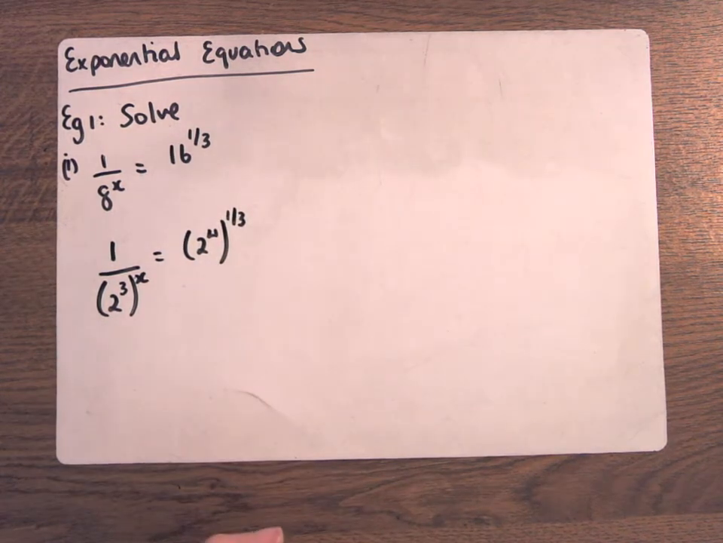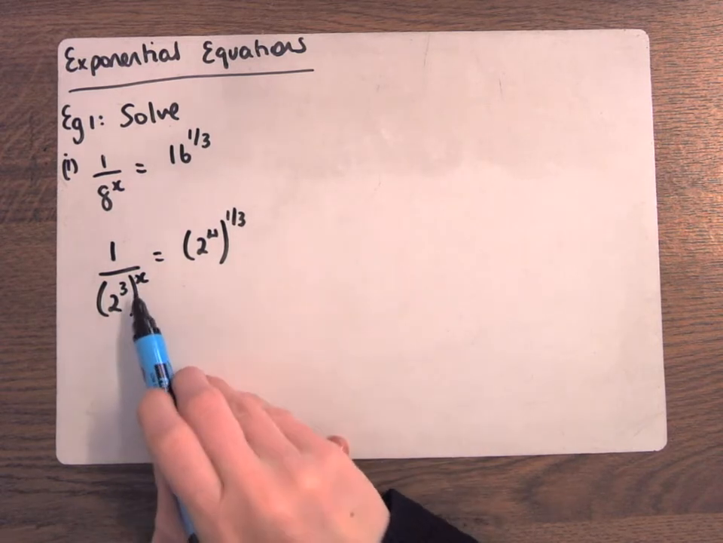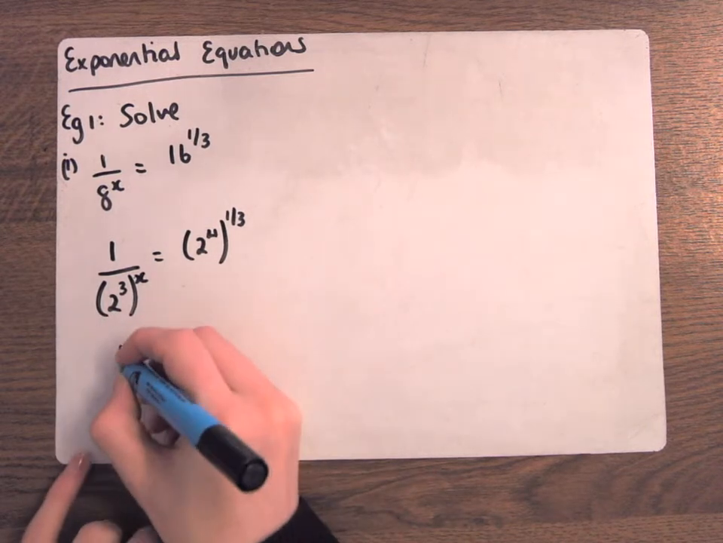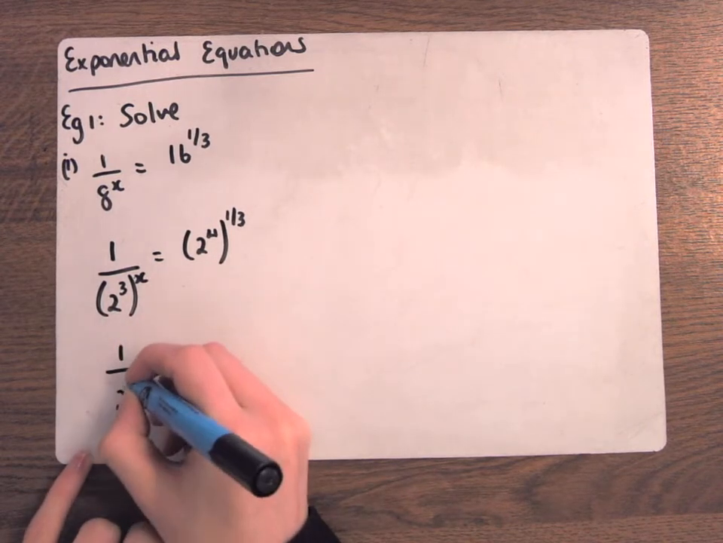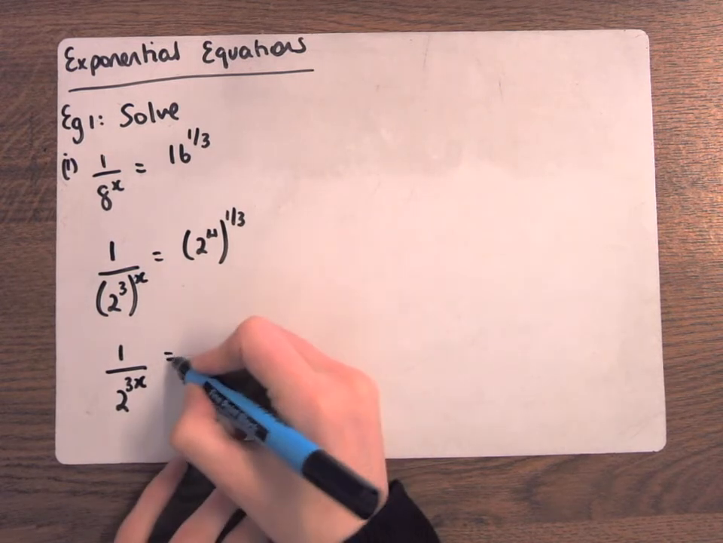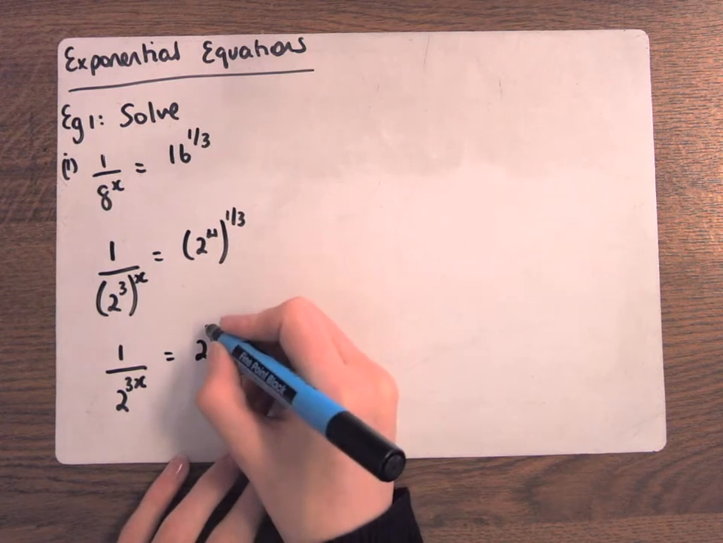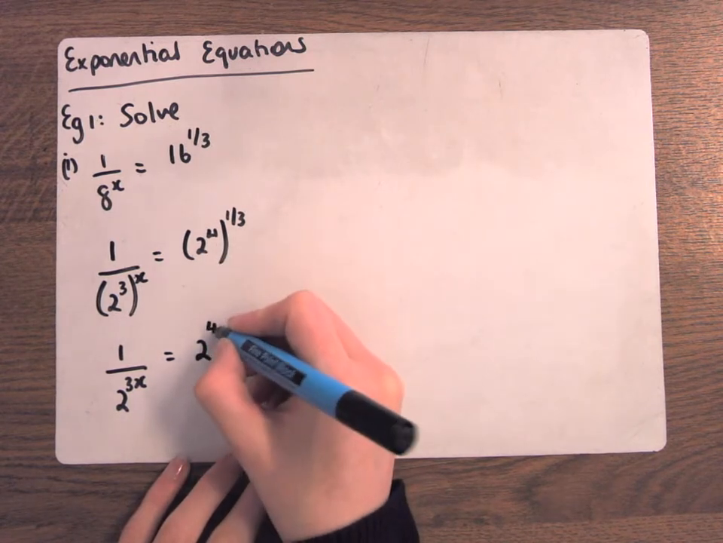Now we're going to apply all our laws here. Down here, power, bracket, power, multiply. So this is 1 over 2 to the power of 3x. And same, power, bracket, power, multiply. 4 by a third is just 4 over 3.